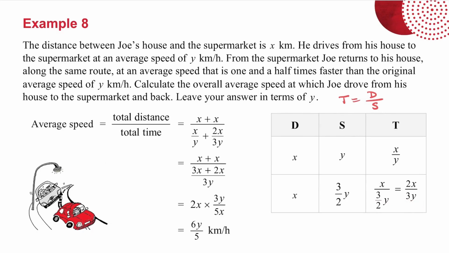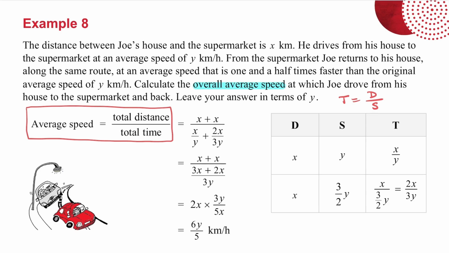The question says to you, calculate the overall average speed. Now, to find average speed, you cannot just get the averages of the two speeds. It doesn't work that way. And the formula you've got to use is very, very important. So the average speed is the total distance divided by the total time.